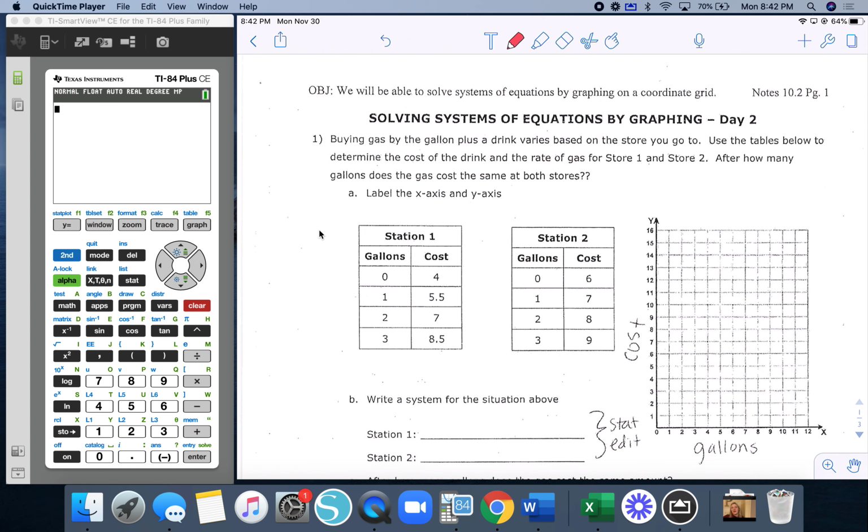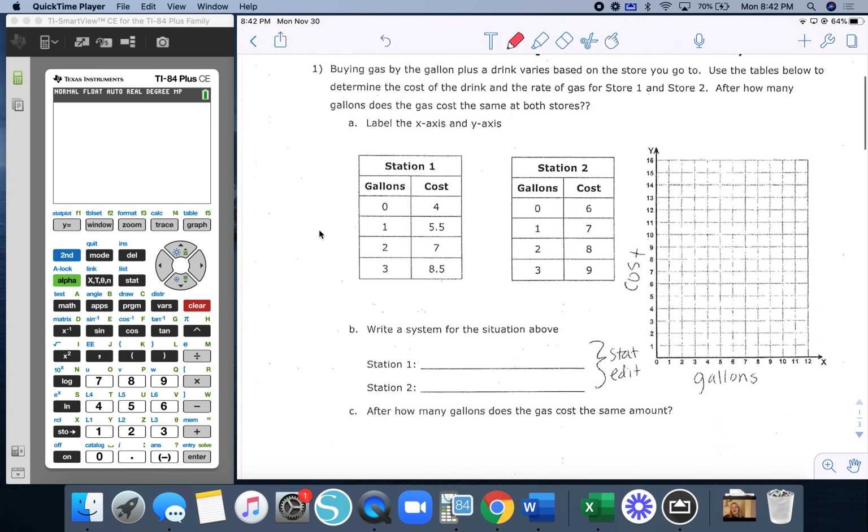So number 1, they tell us that buying gas by the gallon plus a drink varies based on the store you go to. Use the tables below to determine the cost of the drink and the rate of gas for store 1 and store 2. After how many gallons does the gas cost the same at both stores? And they've asked us to label the X and Y axis. That's already there for us because our X is in the first column, gallons goes on the bottom, and because cost is in the next column, cost goes up here.